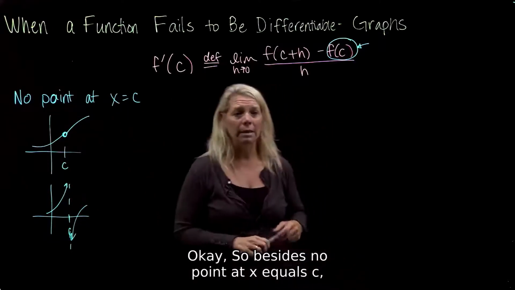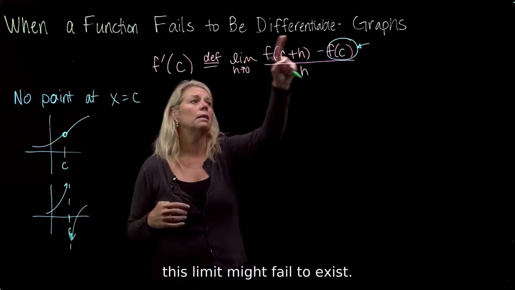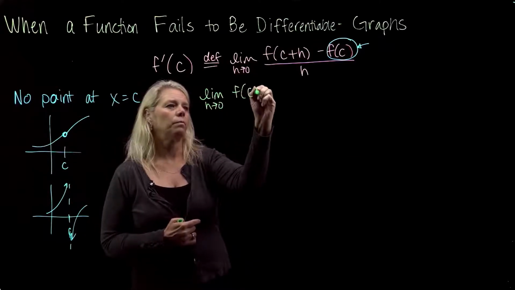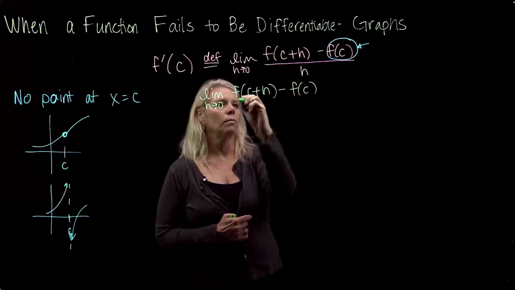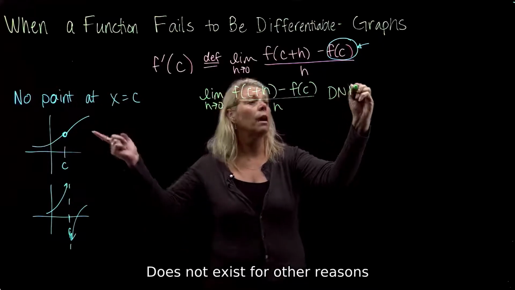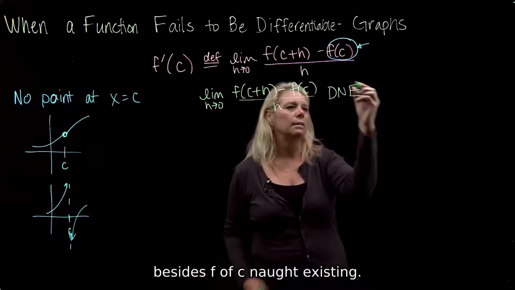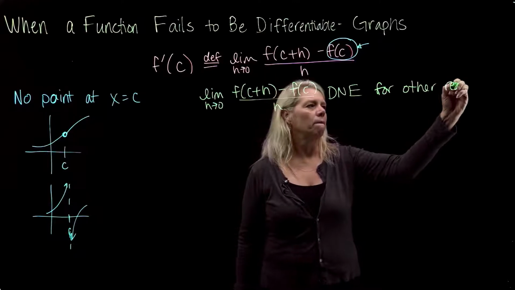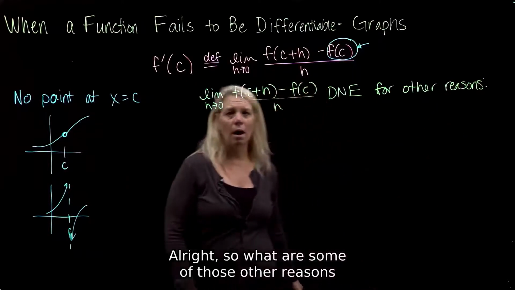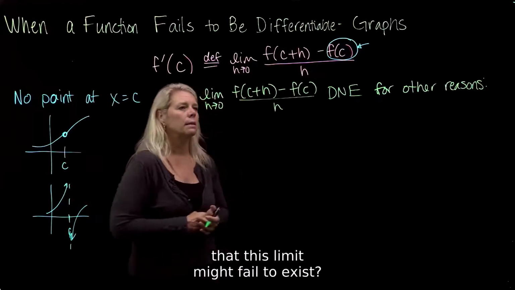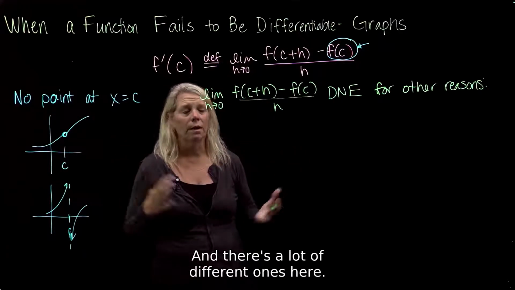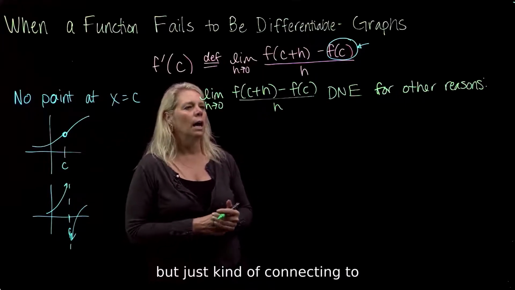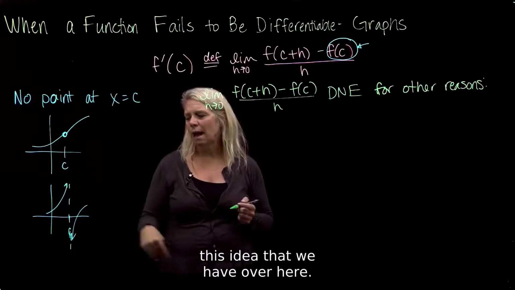Okay, so besides no point at x equals c, there might be reasons that this limit might fail to exist for other reasons besides f of c not existing. All right, so what are some of those other reasons that this limit might fail to exist? There are a lot of different ones here, so I'm just going to draw some, not necessarily in any particular order, but connecting to this idea that we have over here.